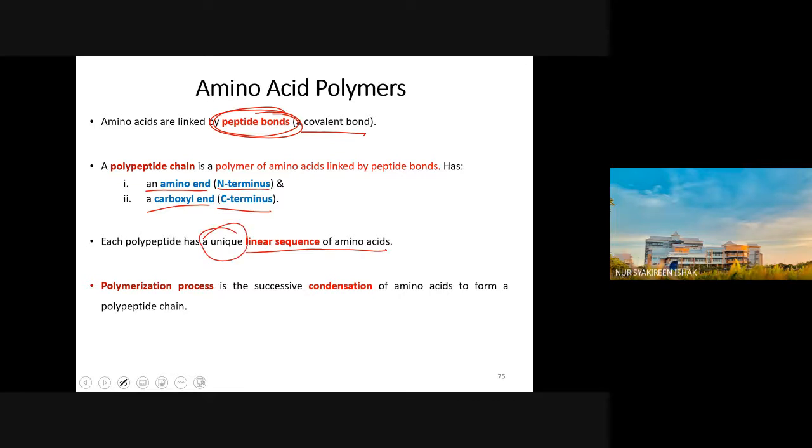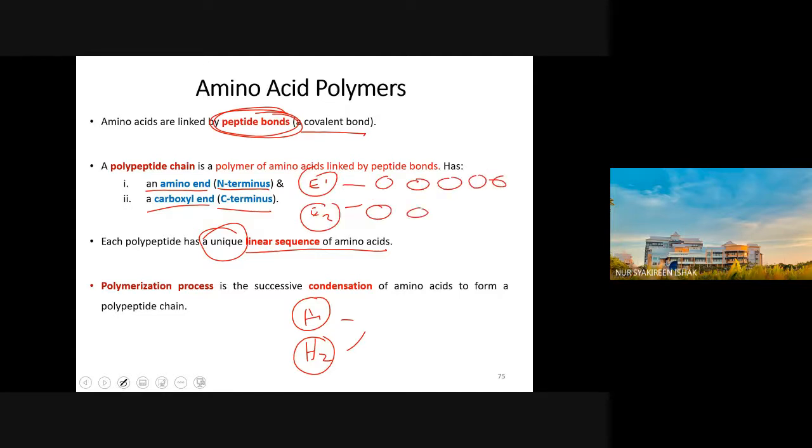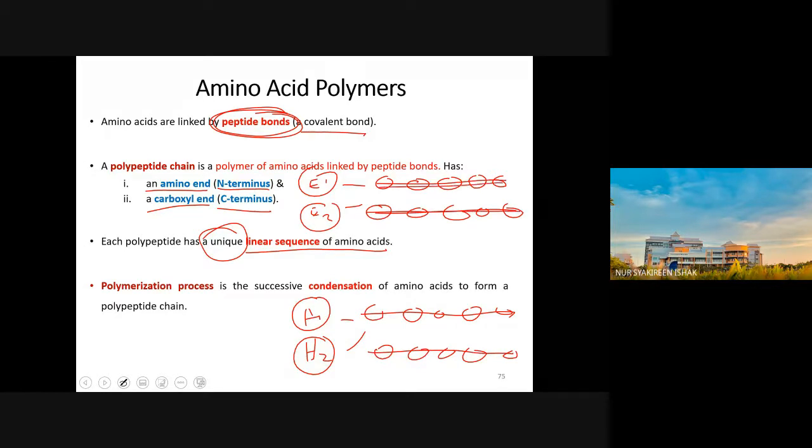For example, you have enzyme 1. You have enzyme 2. You have hormone 1. You have hormone 2. All these different types of protein molecules will have different sequences of amino acids. That is what it means by unique. So these different sequences of amino acids will determine the structure and the function of the protein molecule. What I drew here is the peptide bond.